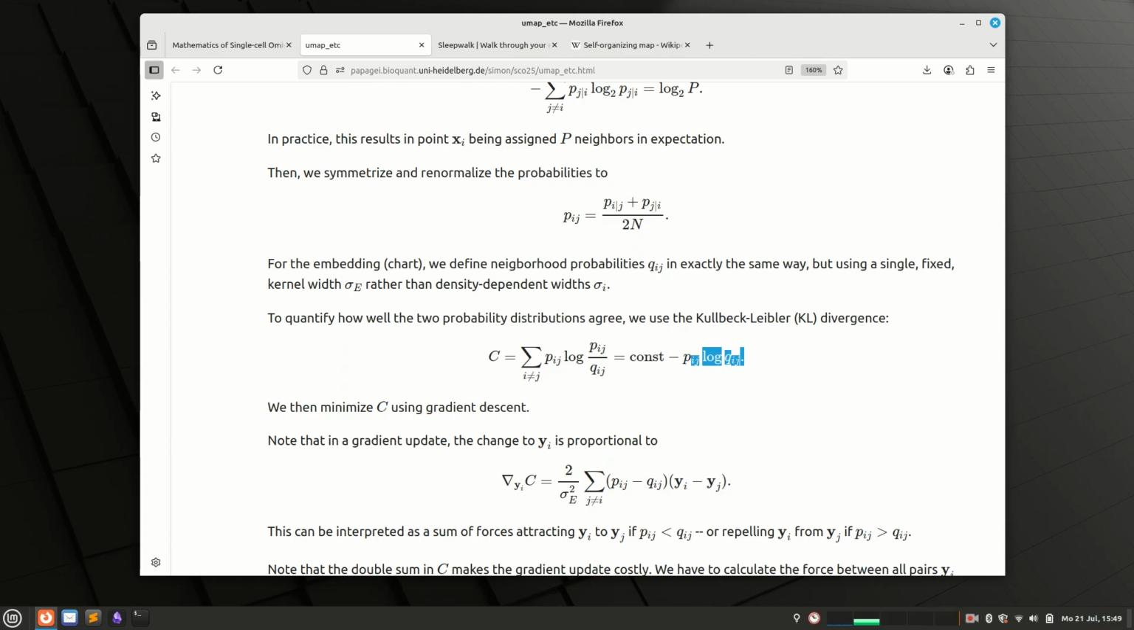They will attract each other if the distance, or the neighborhood probability in the embedding, is lower than the neighborhood probability in feature space, because when they are too far from each other, they will restrict each other. If it's the other way around, this thing changes sign, and they will experience a repulsive force. And in that way, we can consider this as a physical dynamic thing where we imagine these points all moving according to the forces they experience from all the other points.